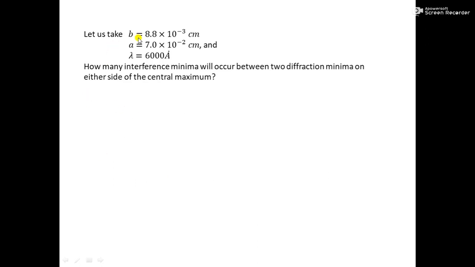This is a homework for you. Let us take B equal to 8.8 into 10 to the power minus 3 centimeter, A is equal to 7 into 10 to the power minus 2 centimeter, and lambda is equal to 6000 Armstrong. How many interference minima will occur between two diffraction minima on either side of the central maximum?